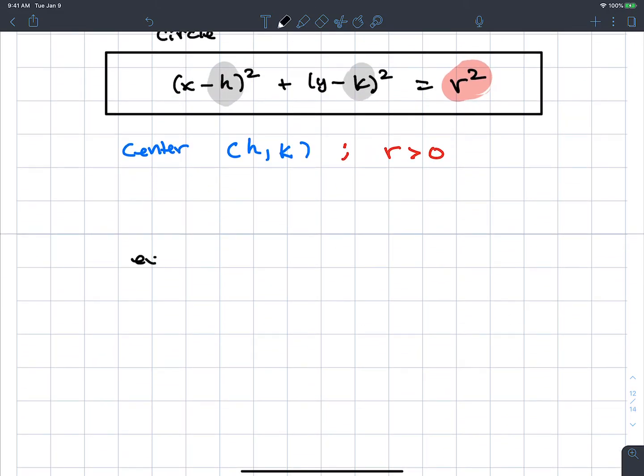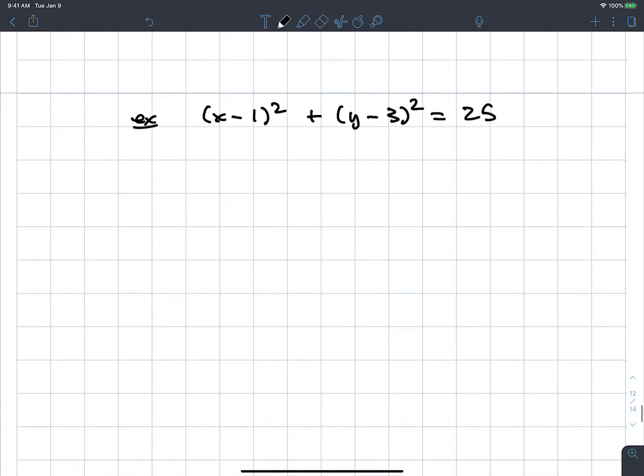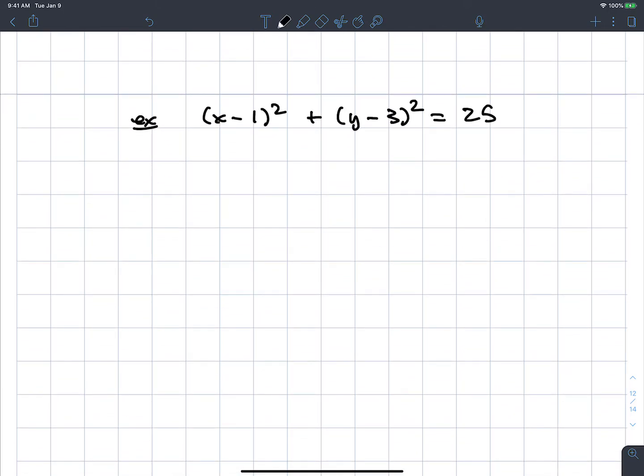And they will say, here you go. You have (x minus 1) squared plus (y minus 3) squared equals 25. So you have the equation of a circle. You might say, well, how do I know? Well, you have the squares.